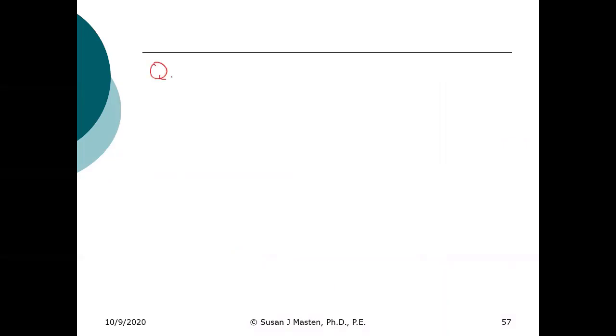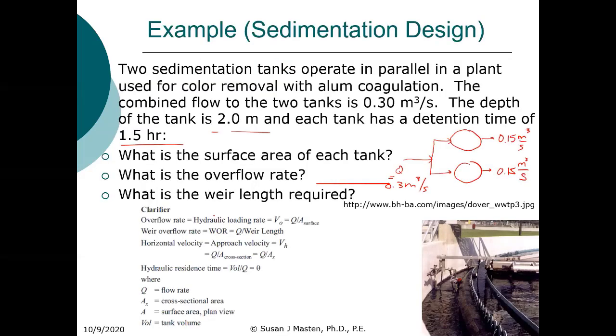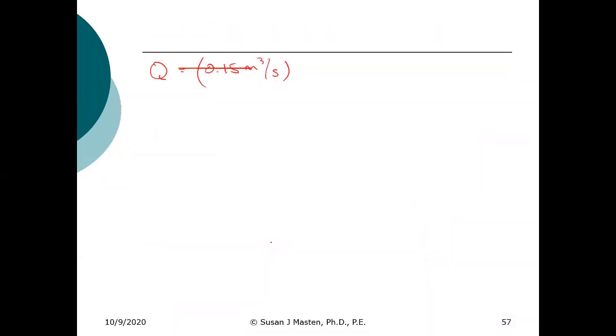So let's convert Q from 0.15 cubic meters per second, times 3,600 seconds per hour, and that equals 540 cubic meters per hour. So most of you got that. A few of you forgot the fact that you have two parallel tanks with a combined flow of 0.3.